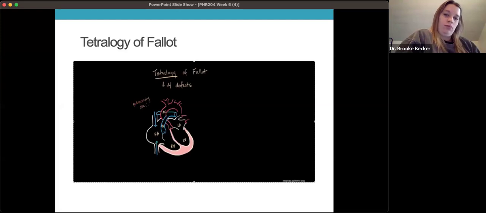So pulmonary, it has to do with the lungs. In this case, it's referring to the valve that leads blood to the lungs. So the pulmonary valve is right here. Stenosis is a stricture, a narrowing. So this pulmonary valve here is thickened.